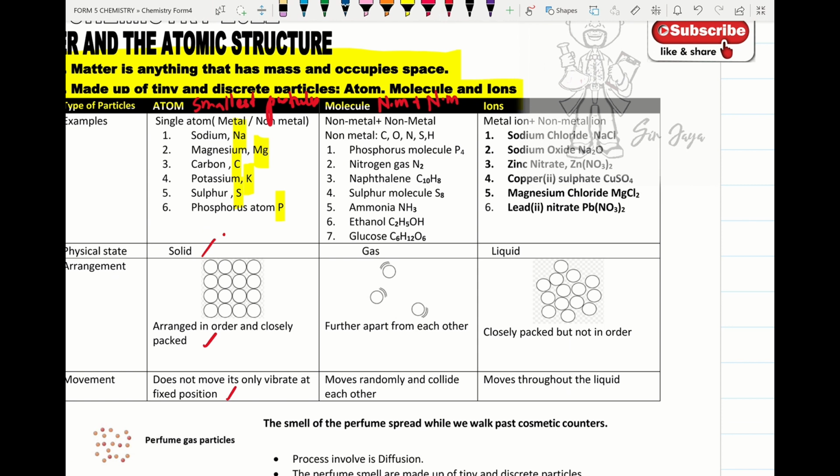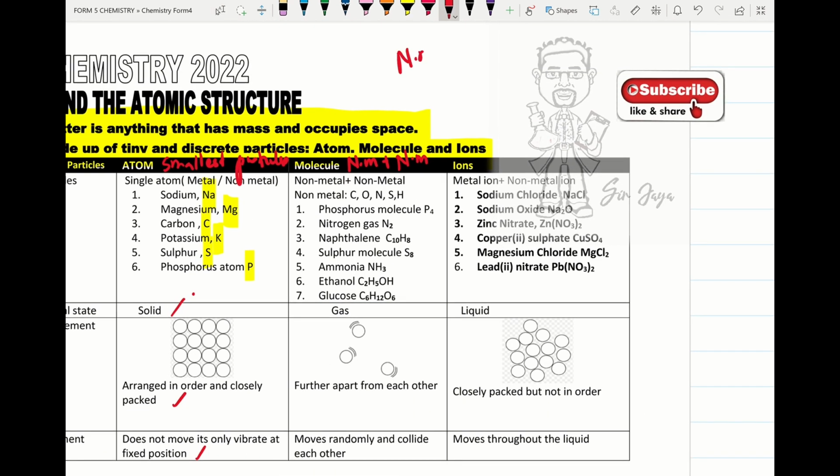All right, next one, when we see molecule, it is made up of non-metal plus non-metal. Non-metal plus non-metal will exist as molecule. Please remember five important non-metals that a student must remember: carbon, hydrogen, oxygen, nitrogen, and sulfur.